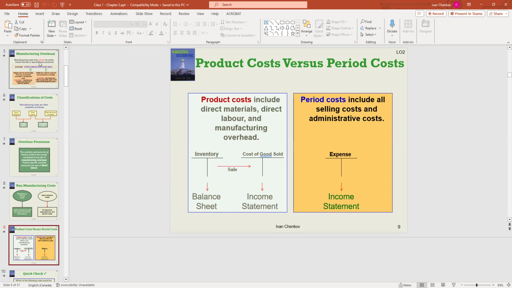Why? Because it's not directly expensed. Whereas the period cost, which includes the selling and administrative cost, is directly expensed. That's why they call it period cost. And since you know that the income statement is prepared for a period of time, since that cost goes directly to the income statement, that's what they call period cost.